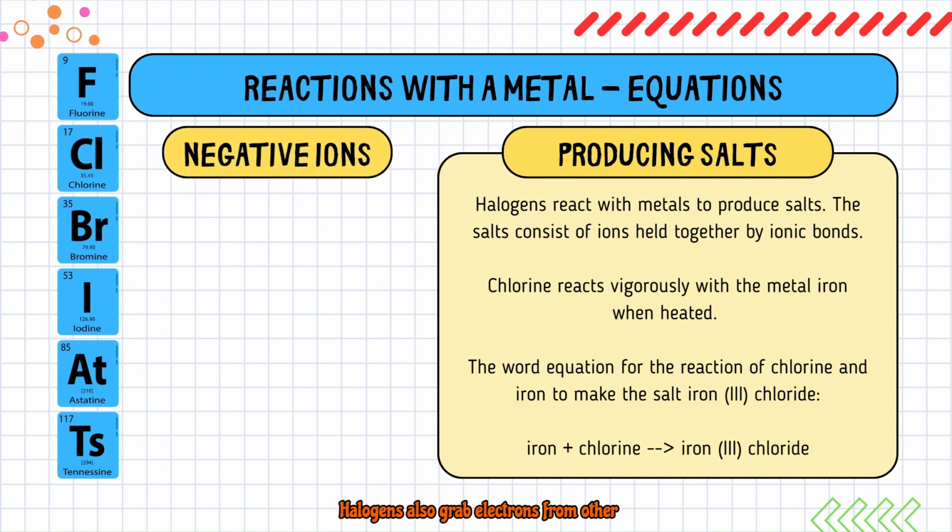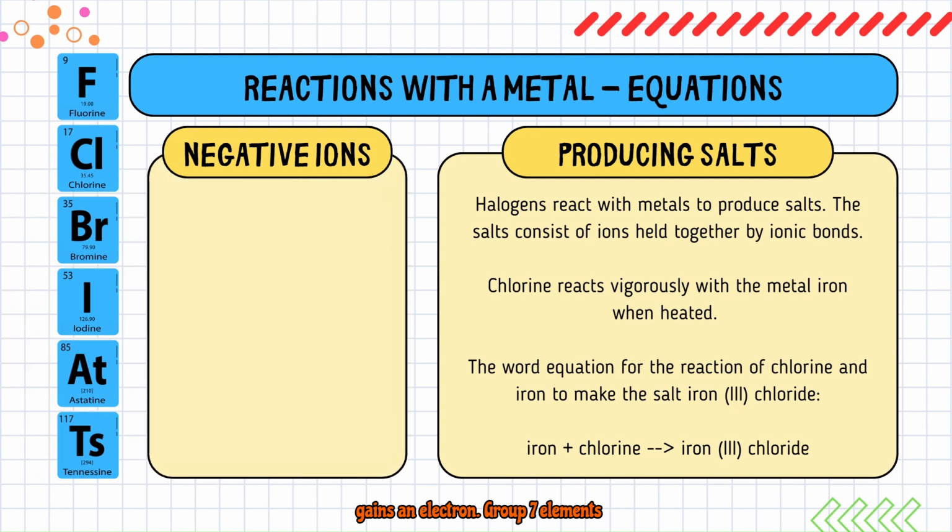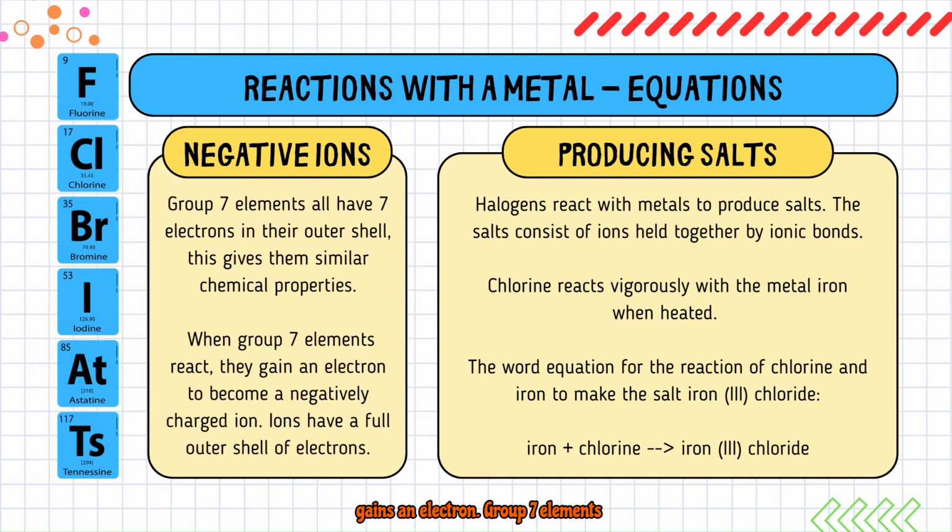Halogens also grab electrons from other atoms, usually metals, to form negative ions called halide ions. This process is called reduction because the halogen gains an electron. Group 7 elements all have 7 electrons in the outer shell. This gives them similar chemical properties. When group 7 elements react, they gain an electron to become a negatively charged ion. Ions have a full outer shell of electrons.